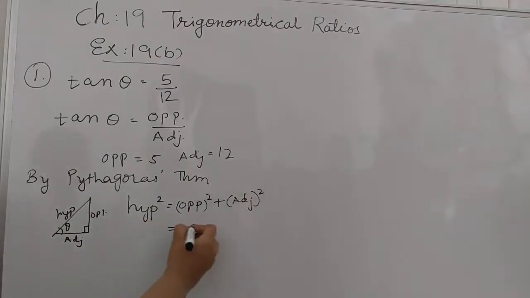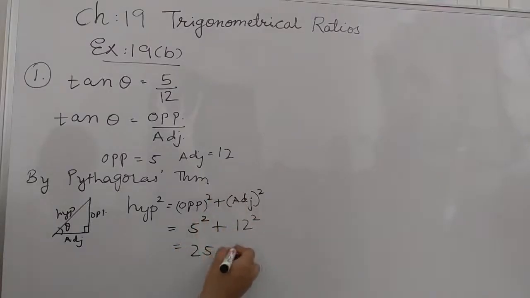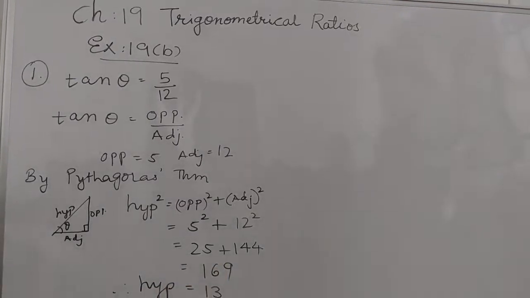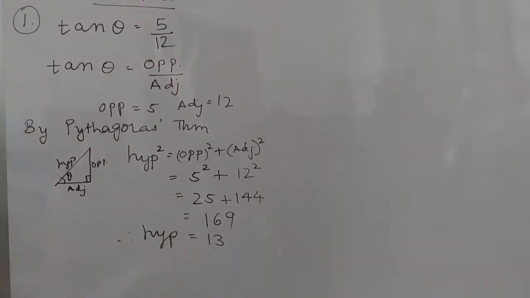So here the opposite side is 5 square and the adjacent side is 12 square. So here 25 plus 144. By taking addition we get 169, and taking square root on both the sides, I get hypotenuse is equal to 13, the square root of 169.